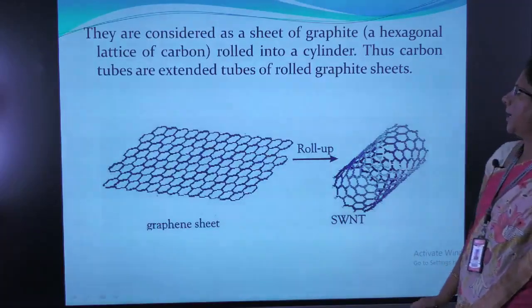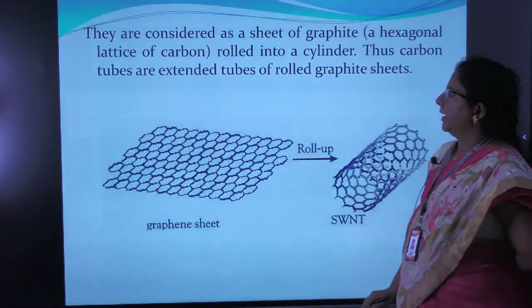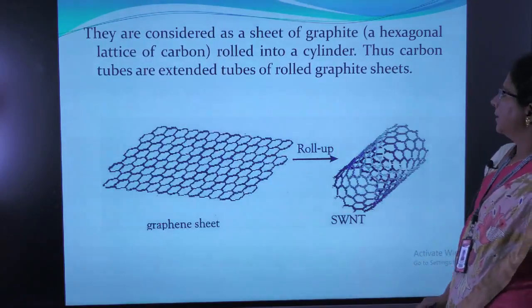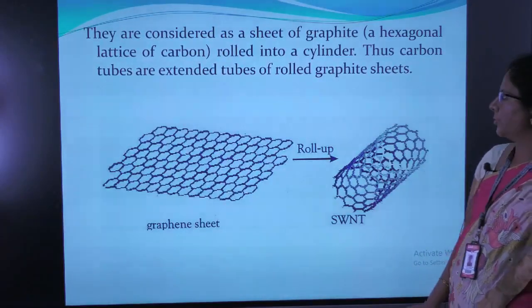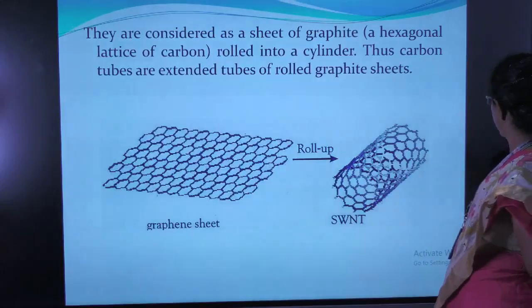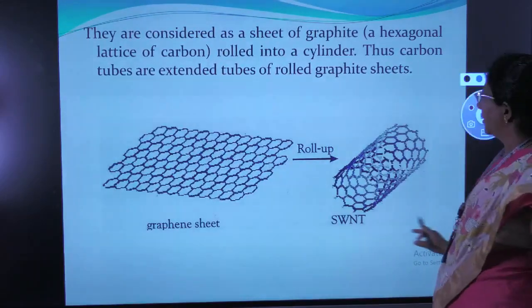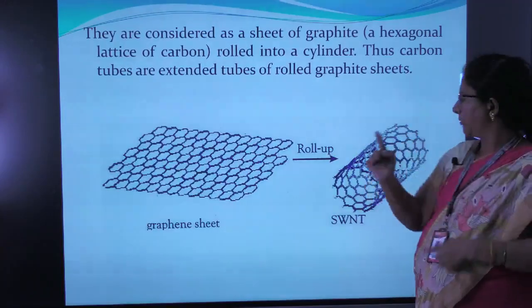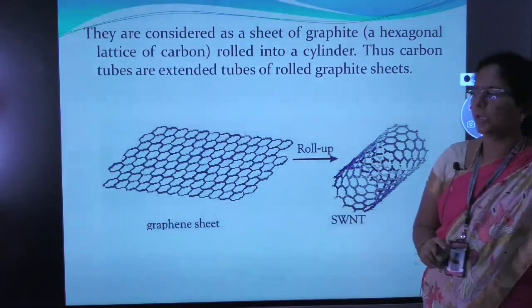So they are considered as a sheet of graphite, a hexagonal lattice of carbon rolled into a cylinder. Thus carbon nanotubes are extended tubes of rolled graphene sheet. That means we will take a graphene sheet. When that graphene sheet is rolled, it will be converted into a single walled carbon nanotube.